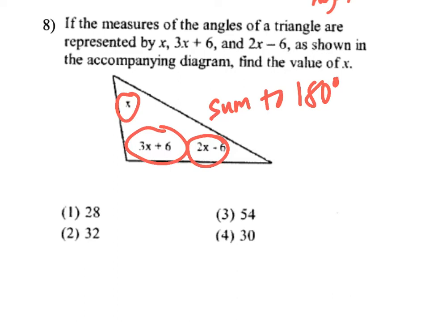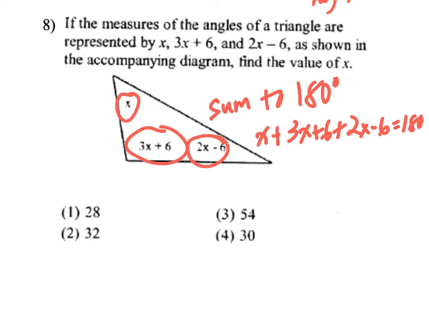So let's look at this problem and see what they're asking us, but I think just based on that information, we should know what to do, right? If the measures of the angles of a triangle are represented by x, 3x plus 6, and 2x minus 6, as shown in the accompanying diagram, find the value of x, right? Once again, we know this triangle sum theorem. We know that we can add all 3 of these angle measures together, so let's go ahead and write that expression. So we have x plus 3x plus 6 plus 2x minus 6. And using our triangle sum theorem, we know that this adds up to 180.